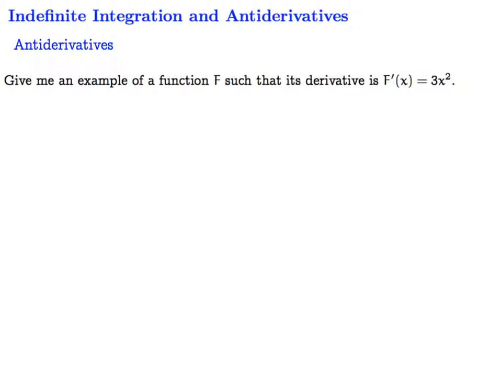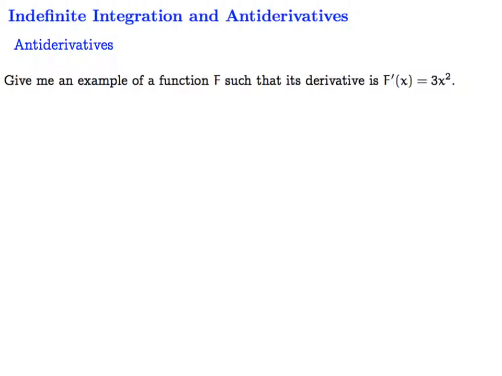So next we want to talk about an idea called antiderivatives, and it seems a bit strange at first. I admit that it doesn't seem to fit with what we've just been doing, but I promise it's going to come back around. It seems like a tangent, good math joke, but it's going to make sense. So usually I'll give you a function and say find the derivative, or compute the area or something like that. But we can also ask the question a different way. We can say give me an example of a function f such that its derivative is 3x squared.